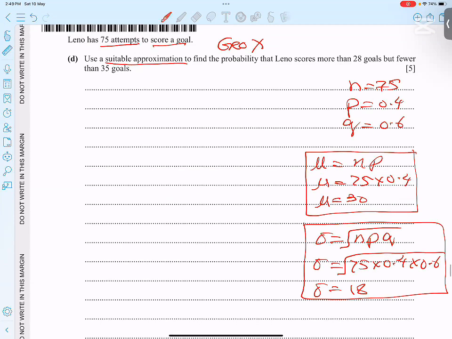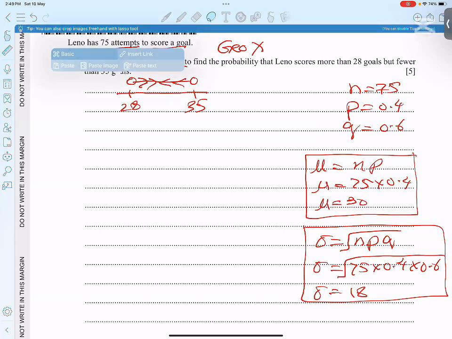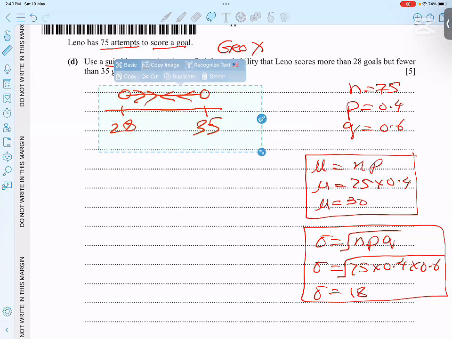Students, what he said here: find the probability that L scores more than 28 and fewer than 35. Look, I show you, more than 28 and fewer than 35. So basically we talk about this: less than 35, fewer than 35, and more than 28. How do we convert it? We have a special technique to convert it. Have a look here at how to convert it.